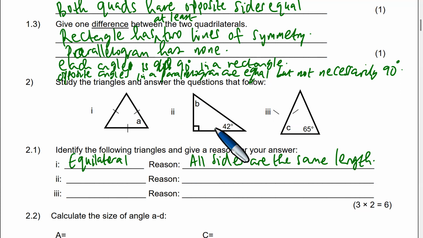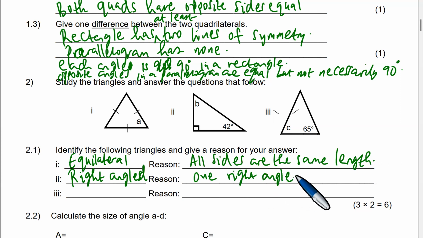Because we need to identify the triangle. What is it called? Okay, it is called right angled. It is called a right angled triangle. The reason for the answer is that it has only one right angle. There's only one right angle.